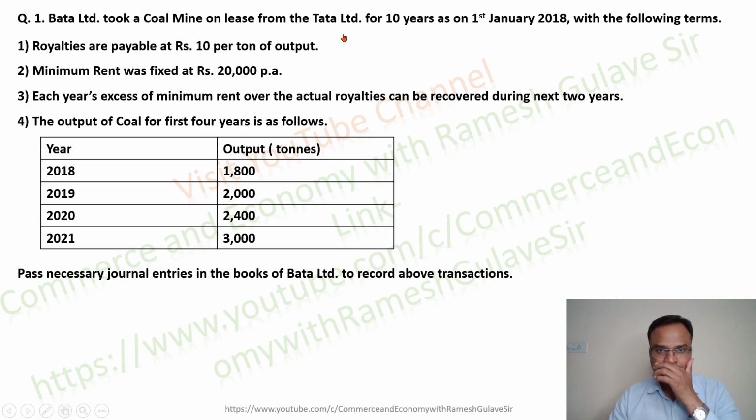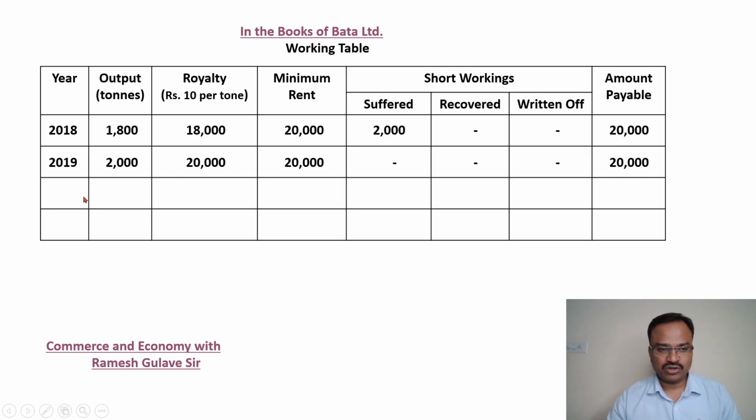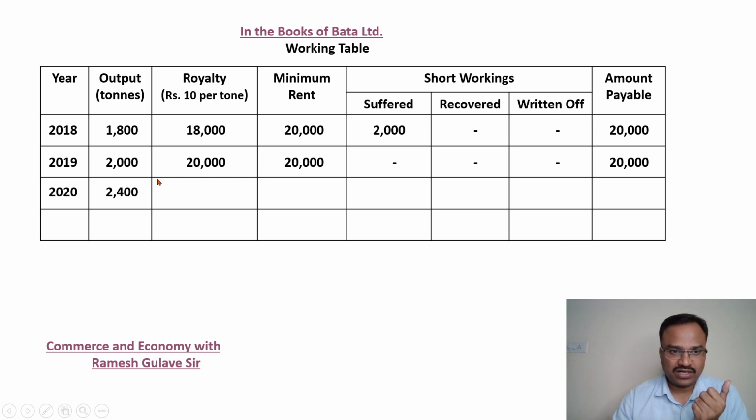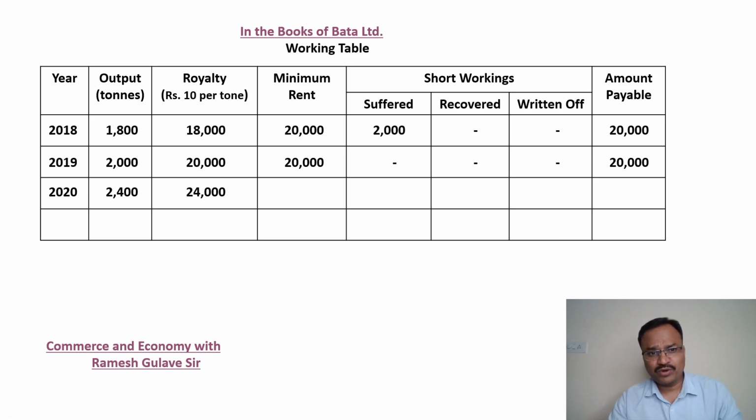Now let us record the information for next year, that is for 2020. For 2020, the output is 2,400 tons, not units, right? And the rate of royalty is 10 per ton. So here actual royalty, or amount of royalty, is 24,000, right? And the minimum rent which is given in the question, which is fixed, is 20,000.